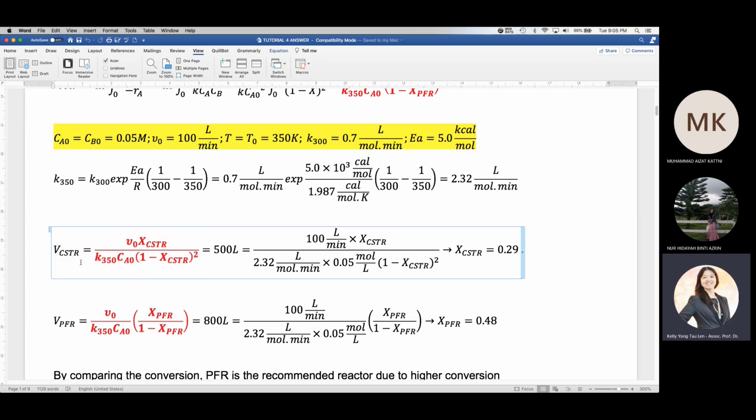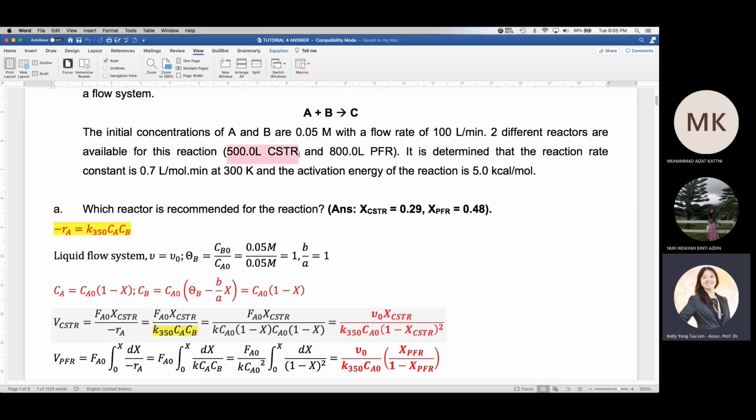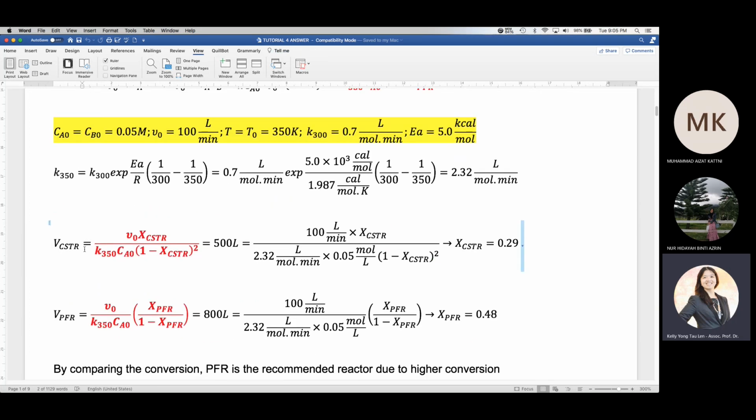Okay, so on the left hand side belah kiri, volume CSTR kita dah tahu is given as 500 liter. So volume CSTR kita dah tahu. So belah kiri dah 500 liter. So let us go to the right hand side. So first, inlet volumetric flow rate. So it was given in the question. Inlet volumetric flow rate 100 liter per minute. Okay, so ganti 100. X, I want to find. So I leave it. Okay, that's the unknown that I want to find.